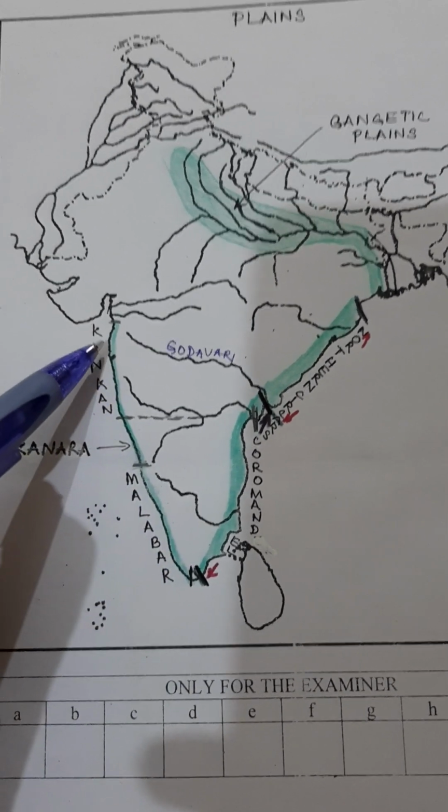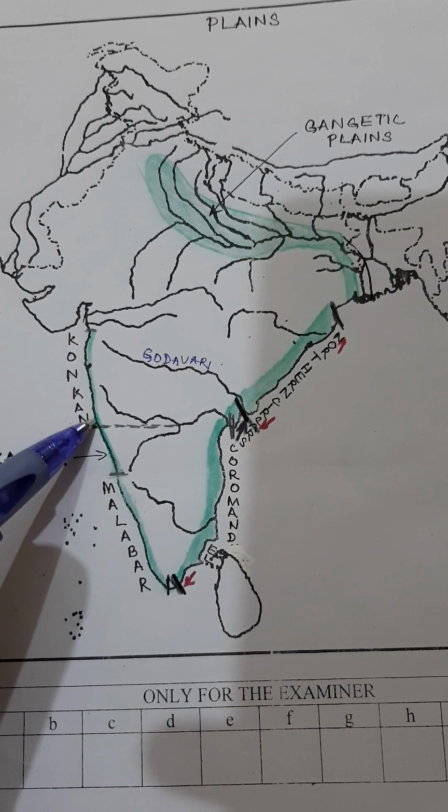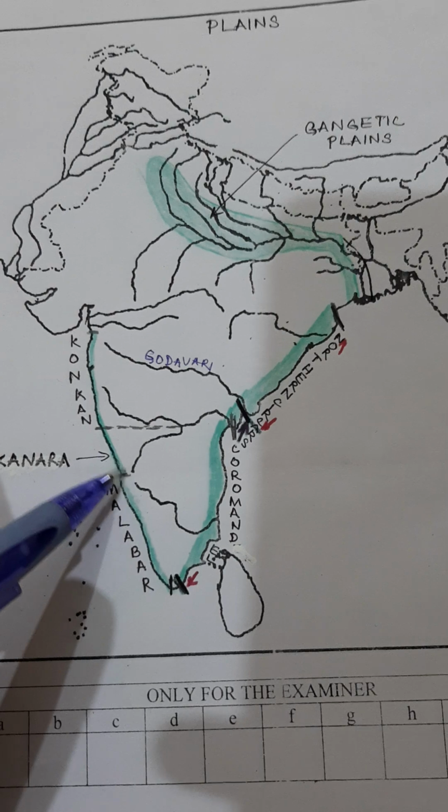But if I am showing Konkan coastal plain, you can see this shaded green portion. This is the coastal plain. The area that is behind the coast, this is the coastal plain.